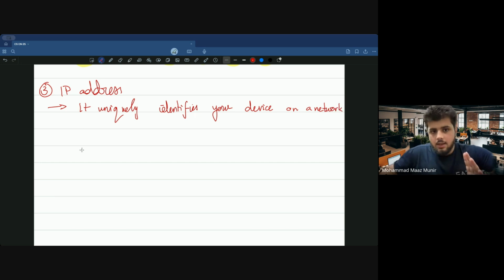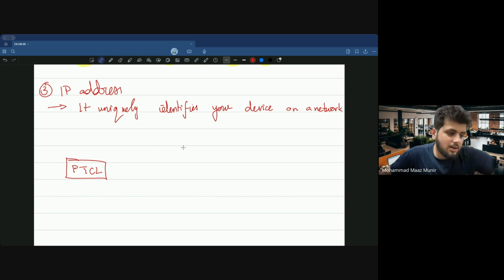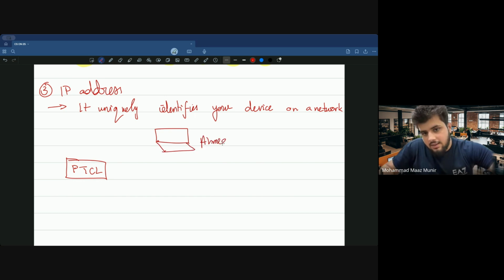Let's say I have a router in my home, okay, PTCL, okay. Now Ahmed came to my home. So this is Ahmed's laptop, okay. And Ahmed connects to my network using Wi-Fi. Okay, this is the Wi-Fi symbol.